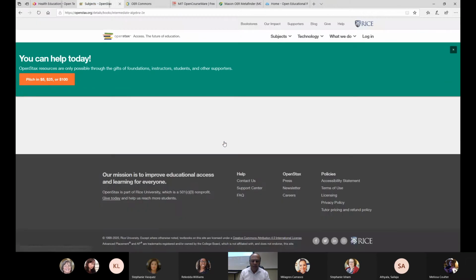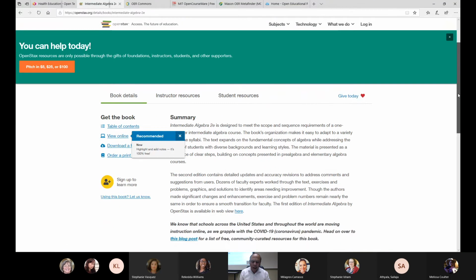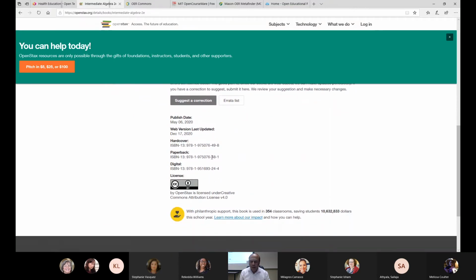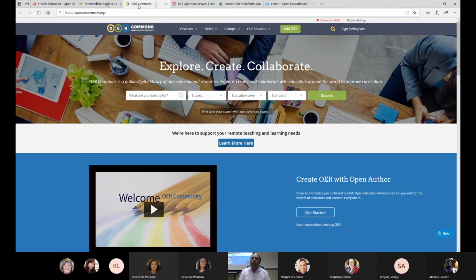If you teach algebra, simply click algebra. There are options to view online, download, order, or print, and you can use this for your coursework. And as I always tell you, the most important thing is the licensing. CC BY, anything you want, the five Rs of OER, anything you can do with this book. Okay, there is another one, OER Commons.